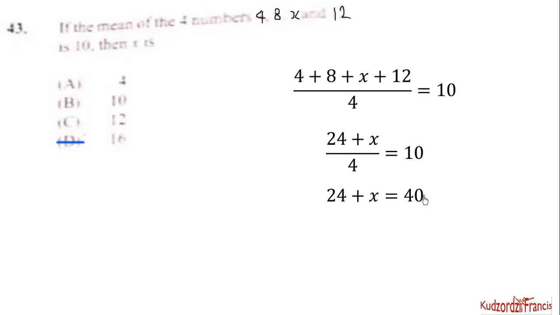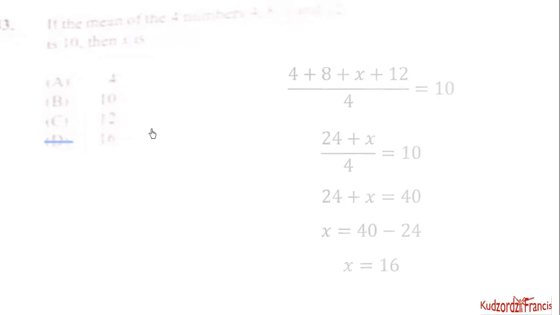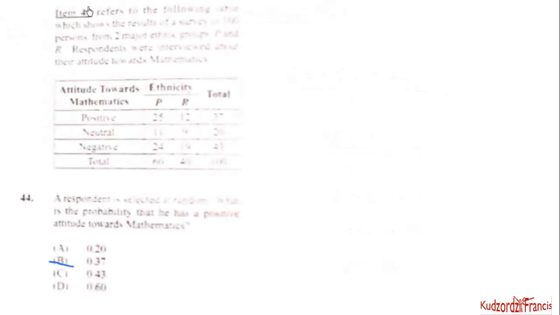So 24 plus x will be equal to 40. Solve for x by subtracting 24 from both sides. So x will be equal to 16. This is the answer. Now let's look at item 44.